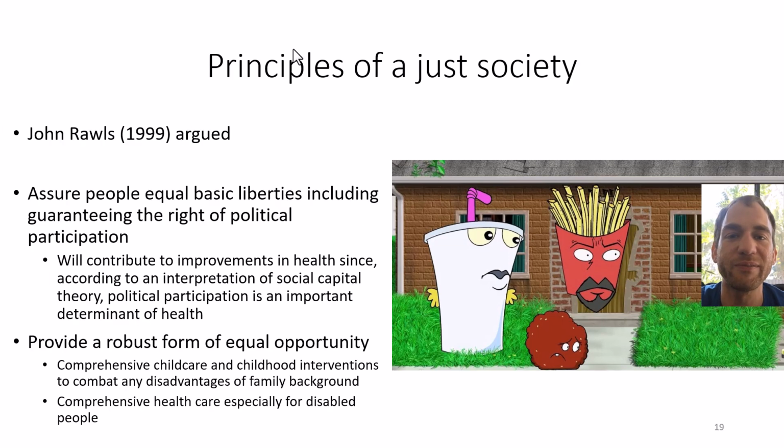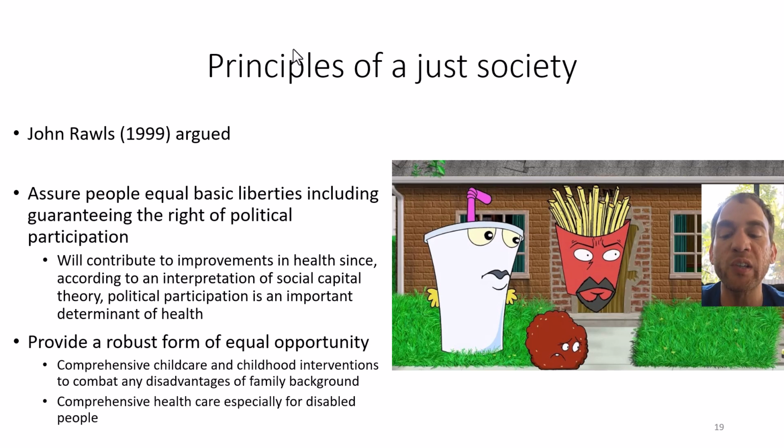So let's review those. Rawls argued that a society should assure people equal basic liberties, including guaranteeing the right of political participation. He argued this will contribute to improvements in health, since, according to the interpretation of social capital theory, political participation is an important determinant of health.